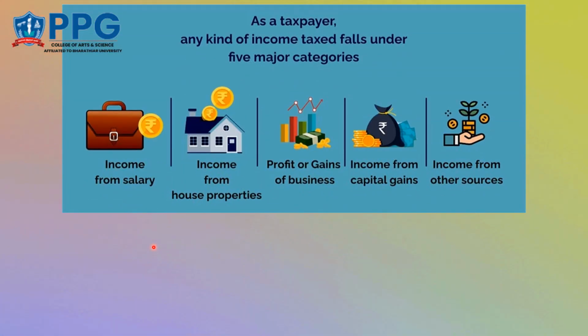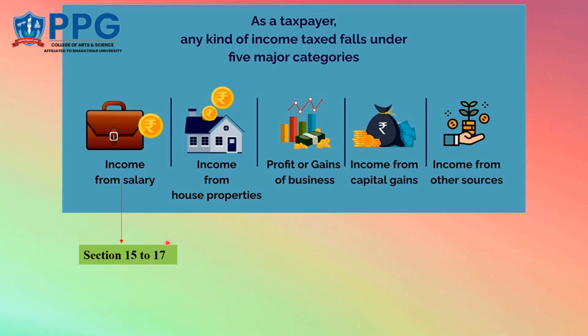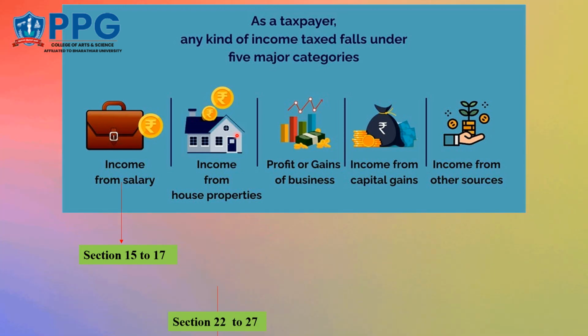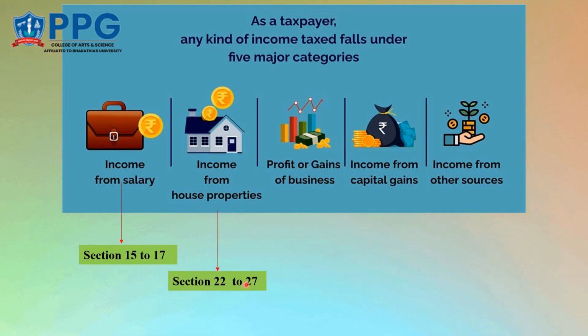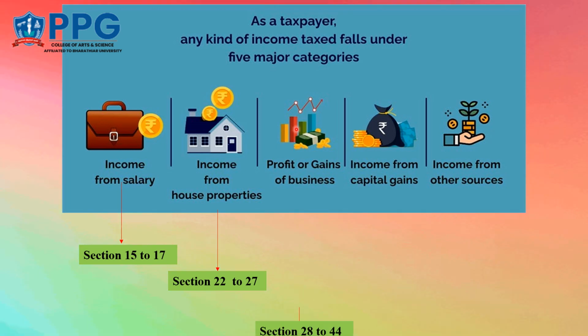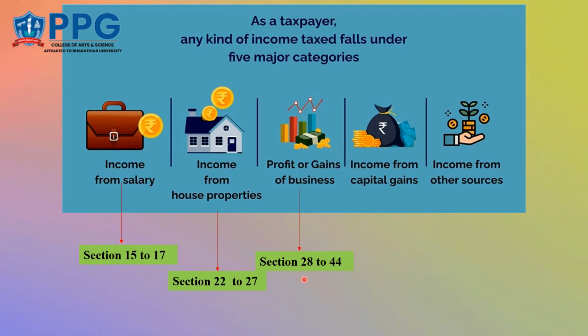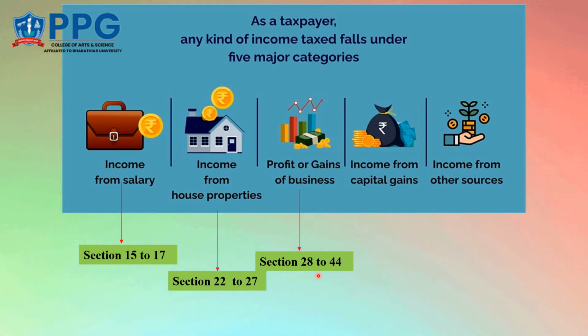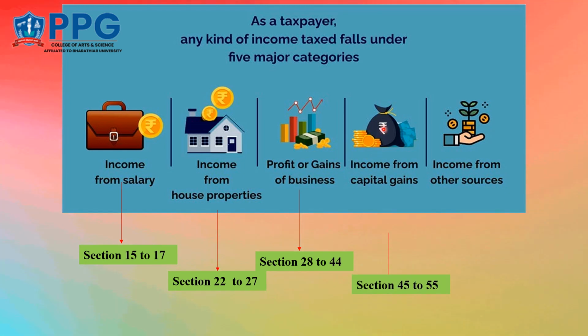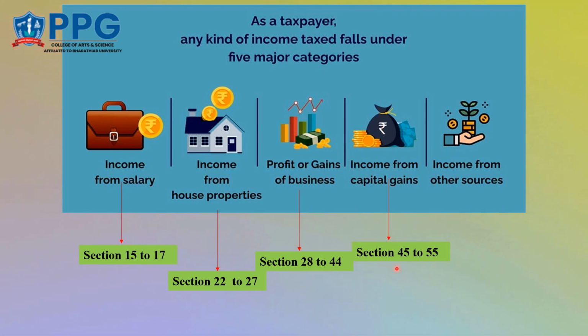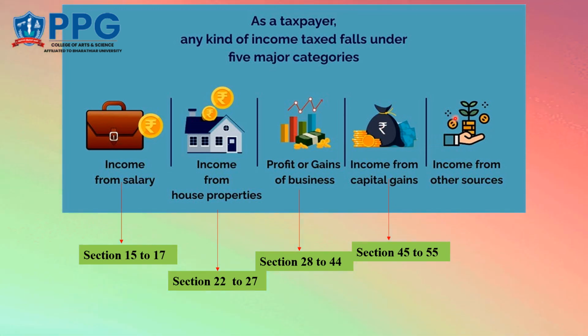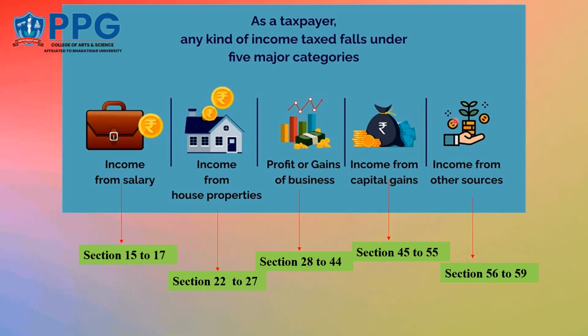As a taxpayer, any kind of income tax falls under five major categories. The first one is income from salary. It falls under section 15 to 17. The second one is income from house property. It falls under section 22 to 27. The third one is profits and gains of business or profession. It falls under section 28 to 44. And the fourth one is income from capital gains. It falls under section 45 to 55. And the fifth one is income from other sources. It falls under section 56 to 59.